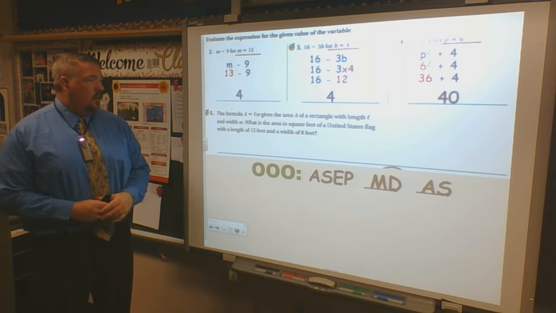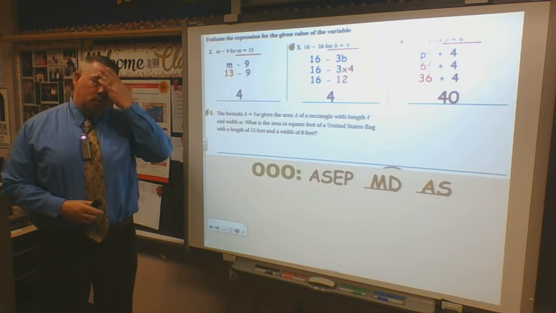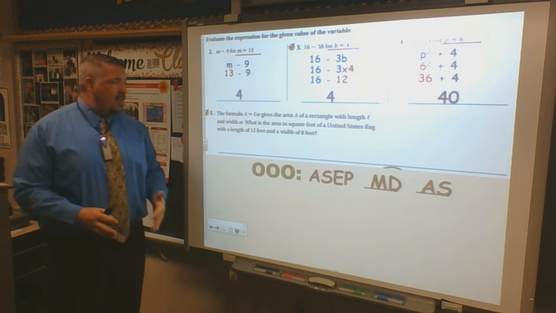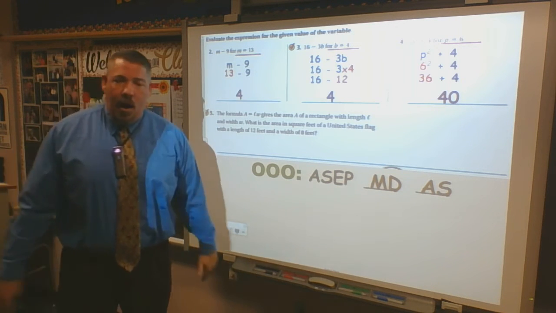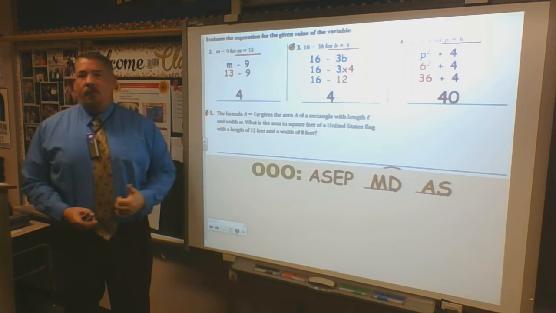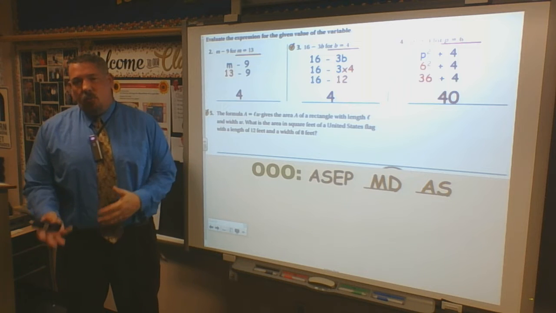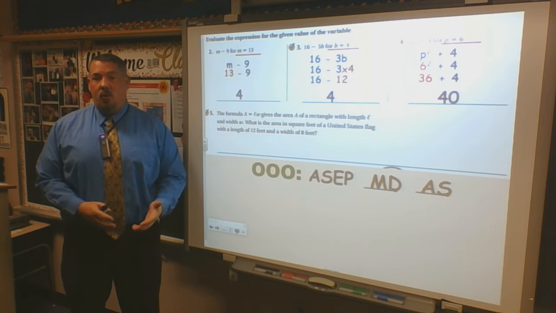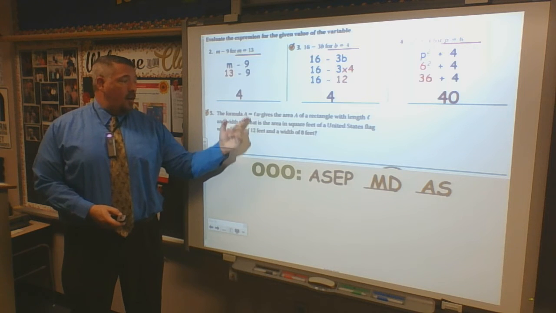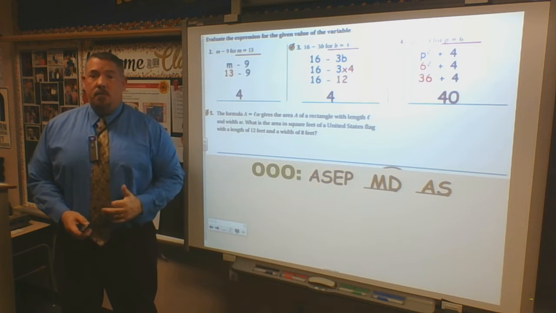All right. Well, now I have a word problem. Oh, we hate word problems. The formula A is equal to LW. I don't know what that means. Well, number one, it really doesn't matter if you know what it means or not, but you really should. A is always going to be equal to area. Area is always found by length times width. And a letter touching a letter means multiplication.